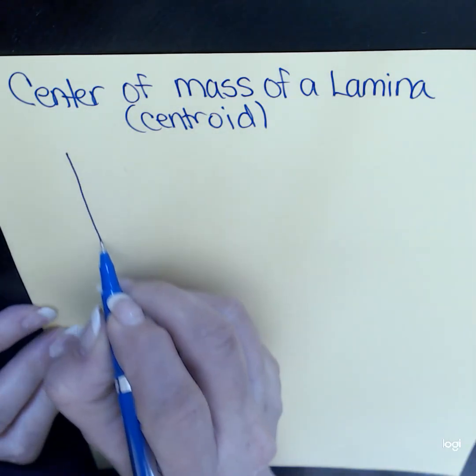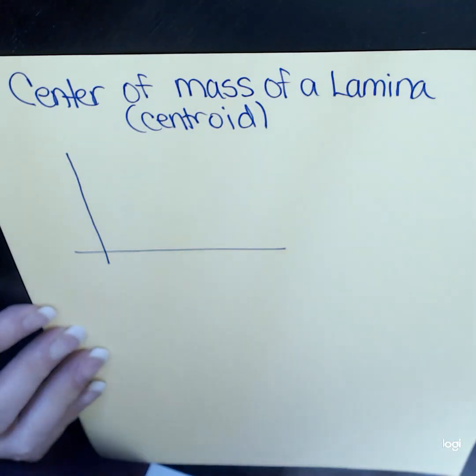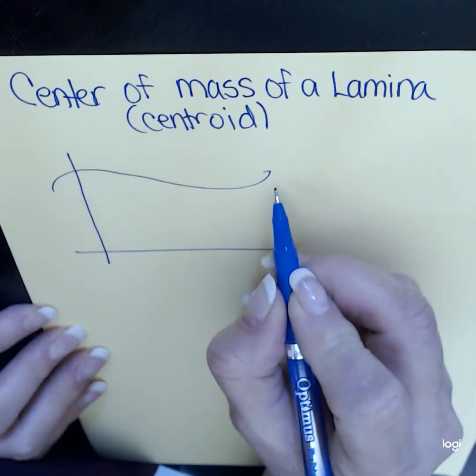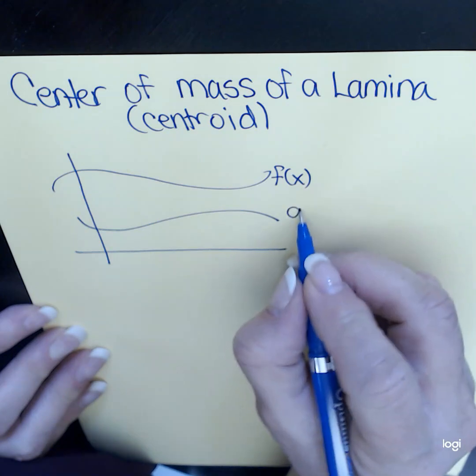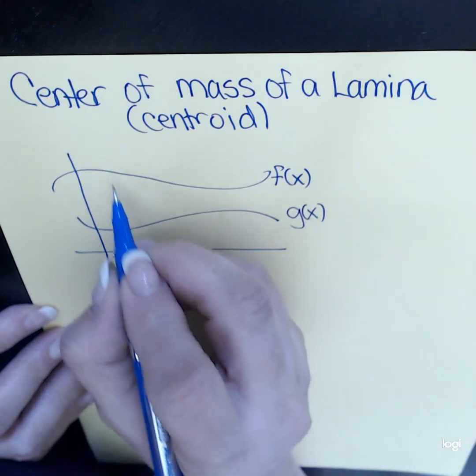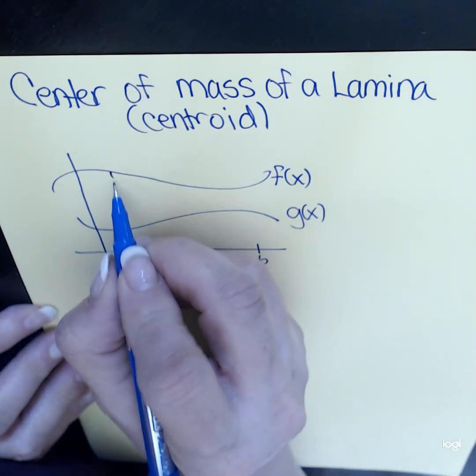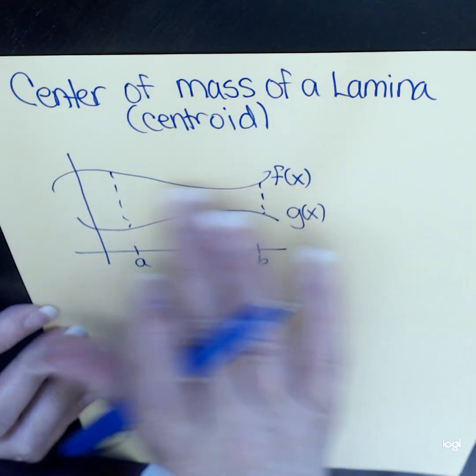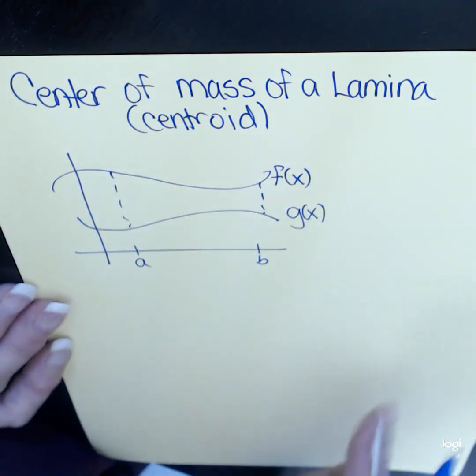If we go back and think about what happened in Cal 2, what we did was we took some bounded region. Let's say I'm bounded on the top by a curve f of x, and I'm bounded underneath by a curve g of x, and I'm going to look at this on the closed and bounded interval between a and b. And in doing this, I'm creating this lamina, which is this thin sheet of material.